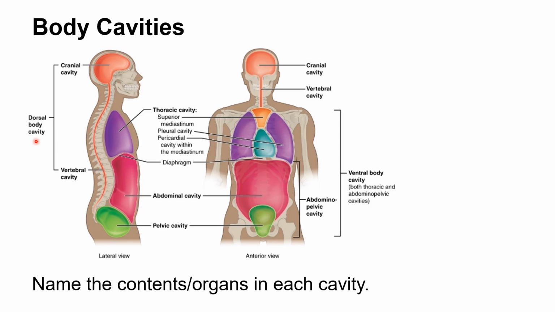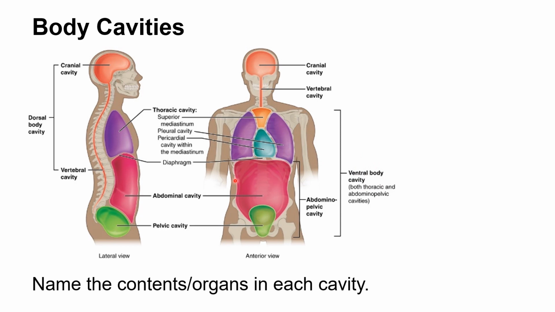Now these main cavities, dorsal and ventral body cavities, can be subdivided. Let's start with the dorsal body cavity. It can be subdivided right here to include the cranial cavity, which contains the brain, and the vertebral cavity, which contains the spinal cord. And I'm naming the organs in each cavity as I go along here.